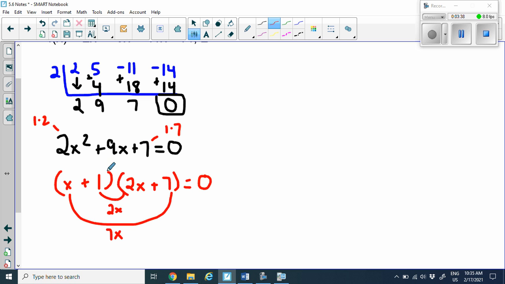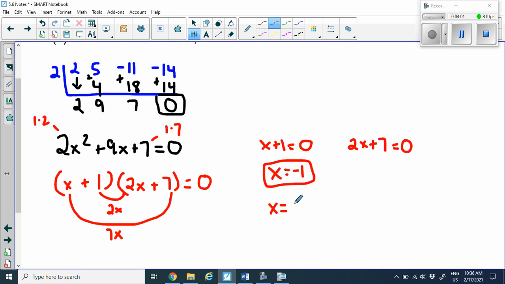Okay, so now I'm going to set both of these factors equal to 0 and solve. So I have x plus 1 equal to 0, and then 2x plus 7 equal to 0. Okay, so I move the 1 over, we get x equals negative 1, so that's one of our solutions. Remember, don't forget the 0 they gave to you, which in this case is 2, so x equals 2. And then here, I'm going to move the 7 over first, so I have 2x equals negative 7, and then divide by 2, so I get x equals negative 7 halves, or negative 3.5.